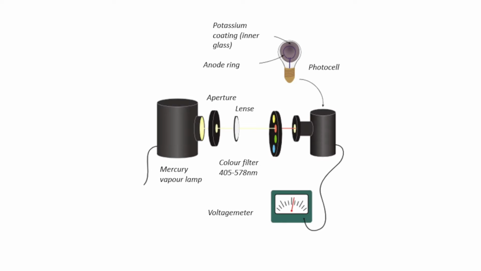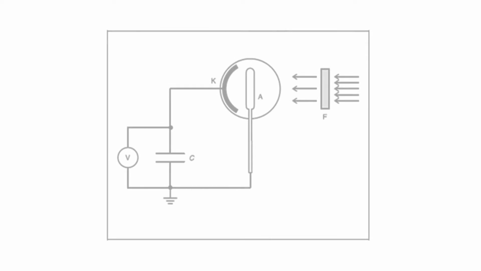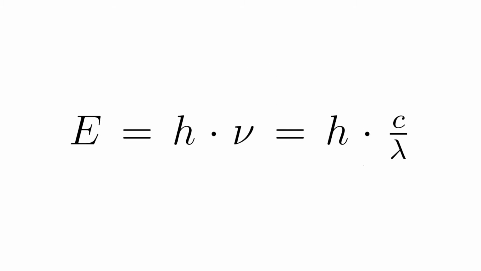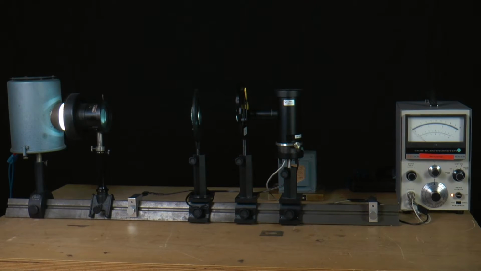The actual experiment consists of a mercury vapor lamp whose light beam hits a wheel with different color filters through a pinhole diaphragm and a lens. Behind it is a photocell. The connected voltmeter indicates the voltage between the anode and cathode of the photocell. The filter causes only individual wavelengths of the light to reach the photocell. The photons then each have a fixed wavelength of the corresponding energy E equals h times nu equals h times c over lambda. This means that the energy decreases as the wavelength increases.